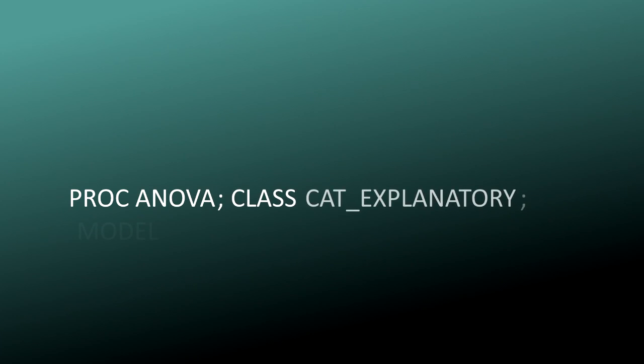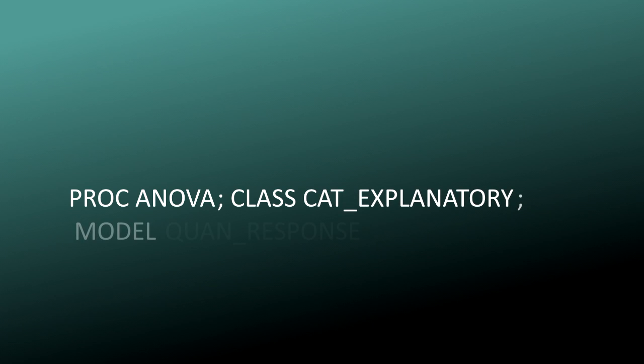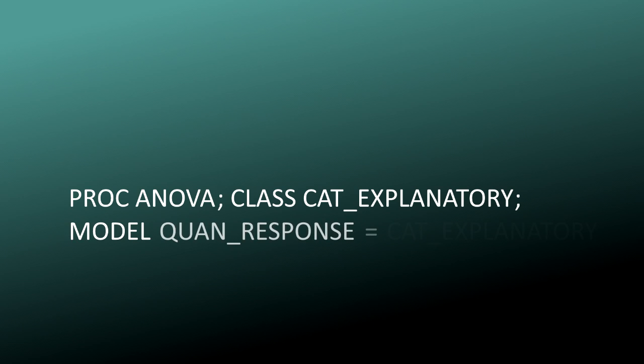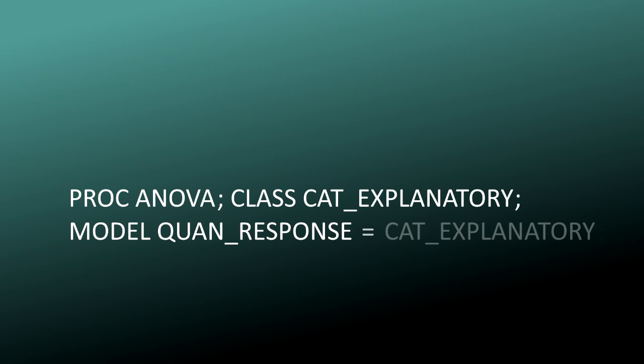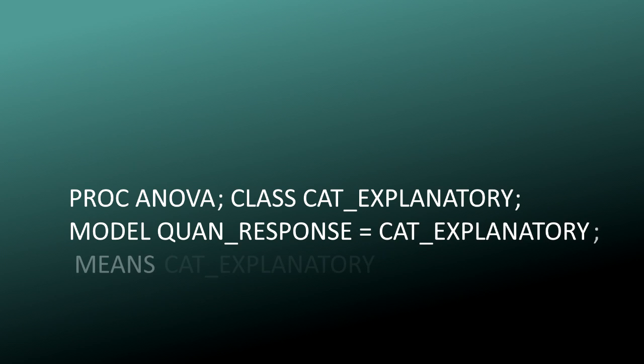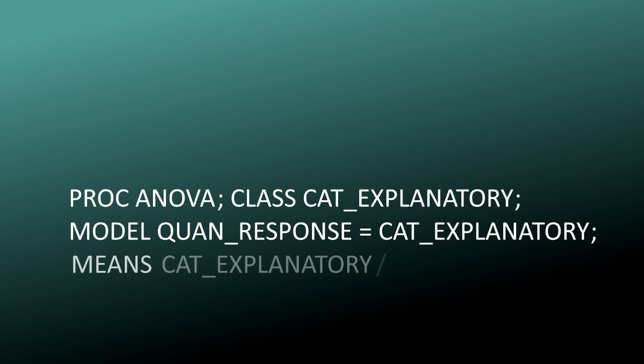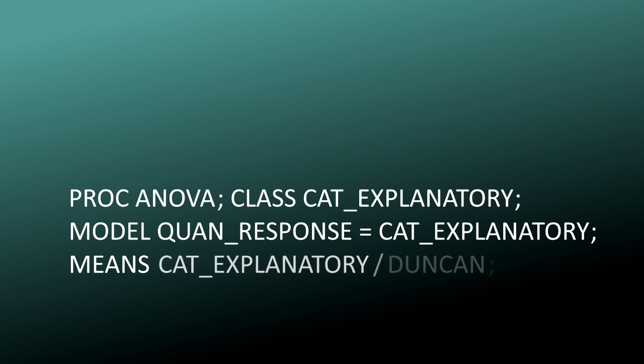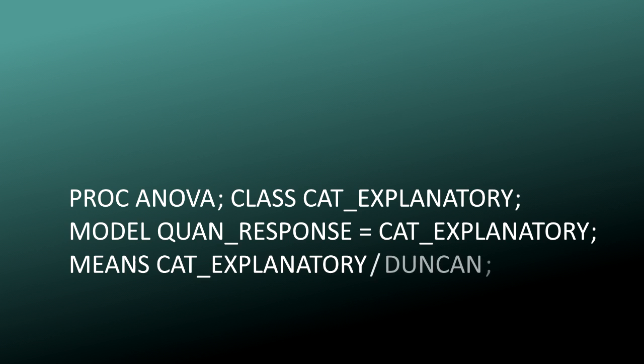The model SAS syntax for conducting an analysis of variance is the following: Proc ANOVA, semicolon, class, categorical explanatory variable, semicolon, model, quantitative response variable equal to categorical explanatory variable, semicolon. And then finally, the mean statement, which includes the categorical explanatory variable. If your explanatory variable has more than 2 levels or groups, you'll also need to conduct a post-hoc test. To conduct a Duncan multiple range test, you include a slash followed by the word Duncan at the end of the mean statement and before the semicolon.